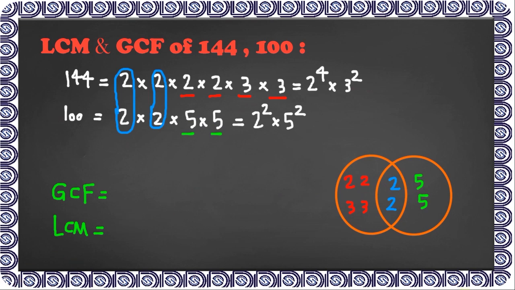So the GCF of 144 and 100 is the product of all numbers in the intersection part of circles, which is 2 times 2, which equals 4.